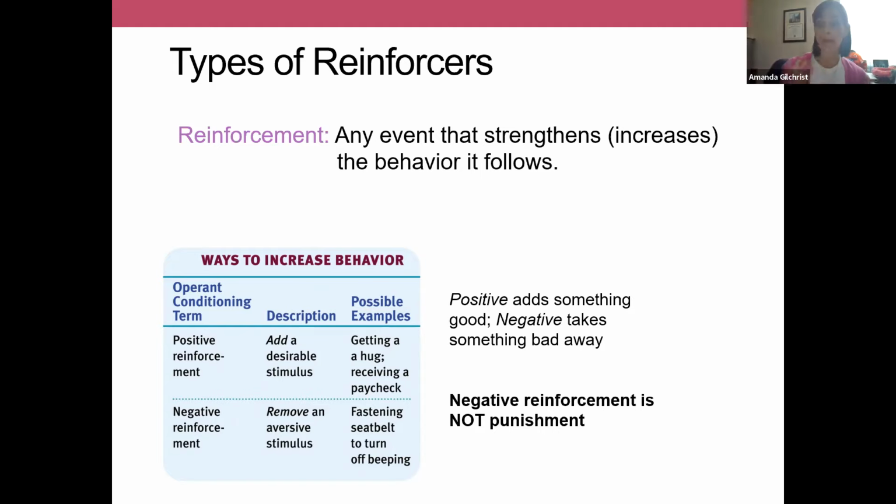And we'll talk about punishment and the differences between reinforcement and punishment next time.